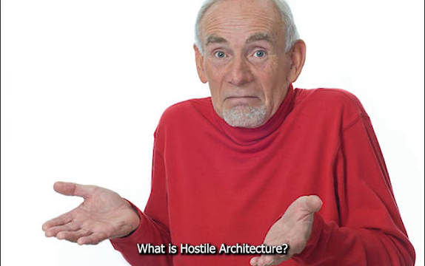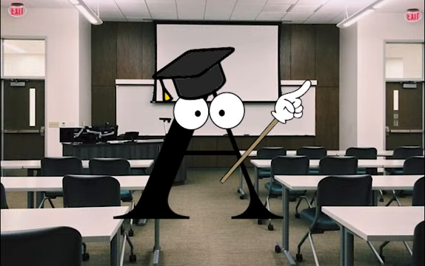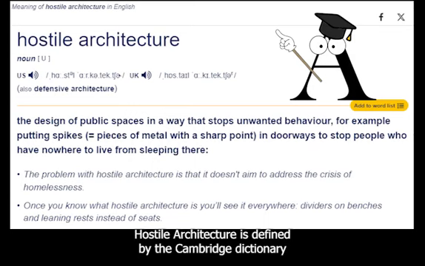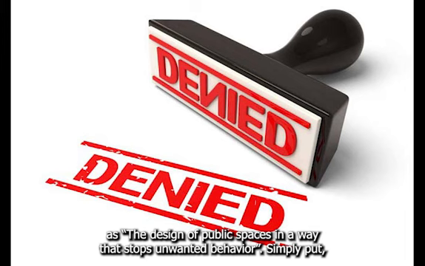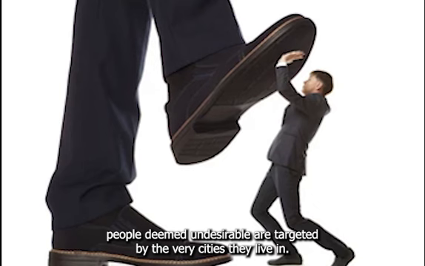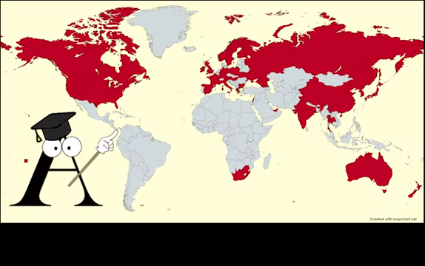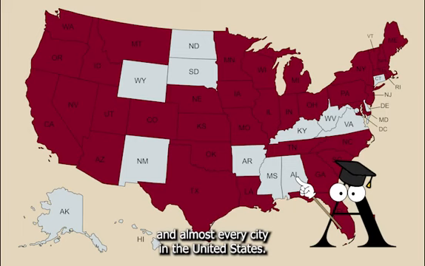What is hostile architecture? You may have seen it, but not recognized what it is or who it harms. Hostile architecture is defined by the Cambridge Dictionary as the design of public spaces in a way that stops unwanted behavior. Simply put, people deemed undesirable are targeted by the very cities they live in. Hostile architecture is used in many countries and almost every city in the United States.